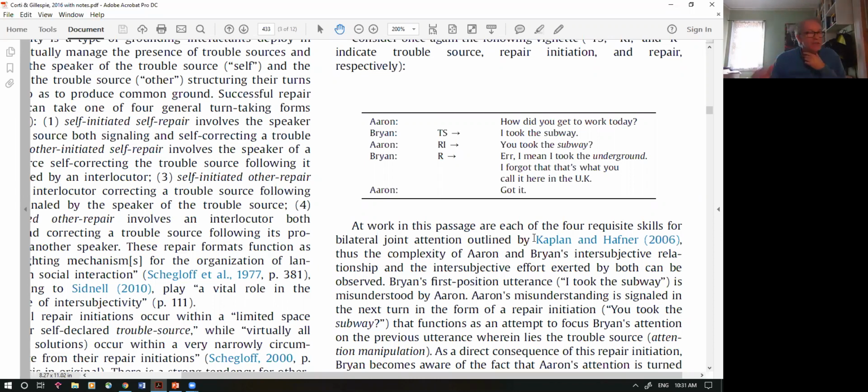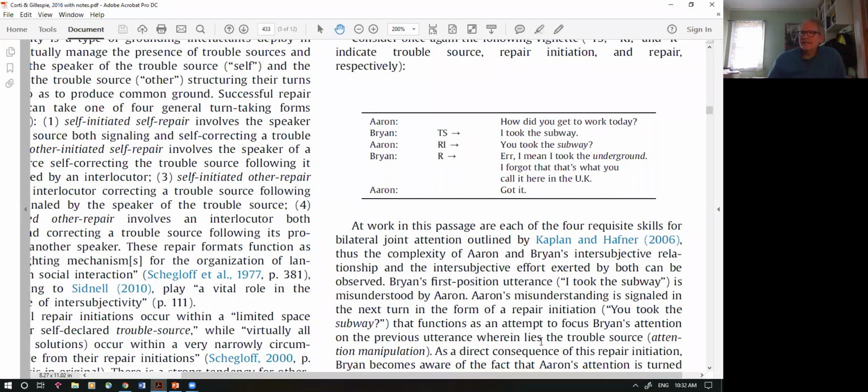So when somebody does a first turn like this, I took the subway, that's the second part of an adjacency pair. How did you get to work? I took the subway, question, answer. And then after that, there's, you took the subway. So these two things do look like a pair, because you took the subway is a response to I took the subway. They're questioning it somehow. So those things are related, but they're different.